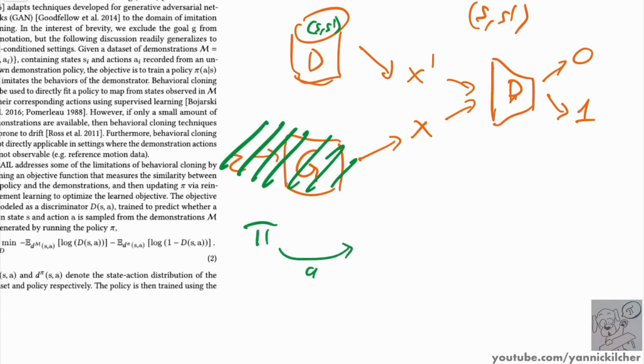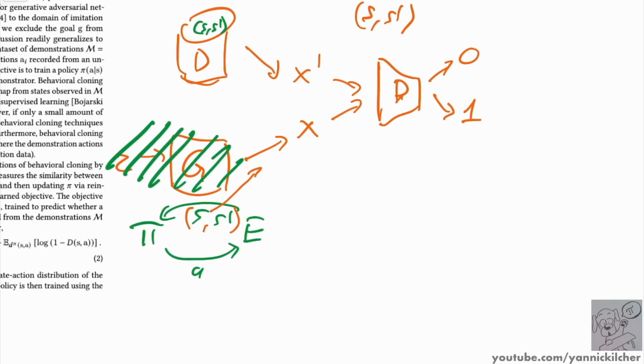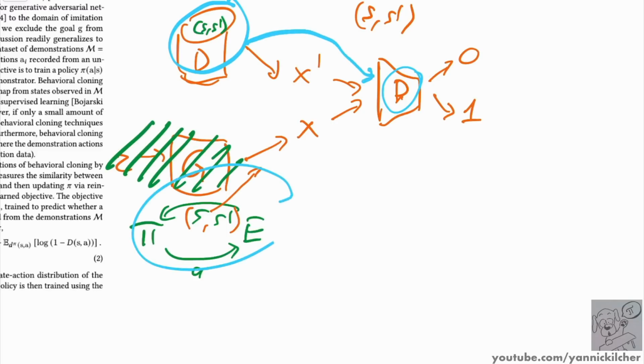It interacts with the environment, and the environment gives you the state, and in the next step it gives you the next state, right? So by interacting with your environment, you do get state next state pairs. These are essentially your generated pairs, and the discriminator is trained to discriminate between whether or not a transition is from the real data set or whether it has been generated by your agent.